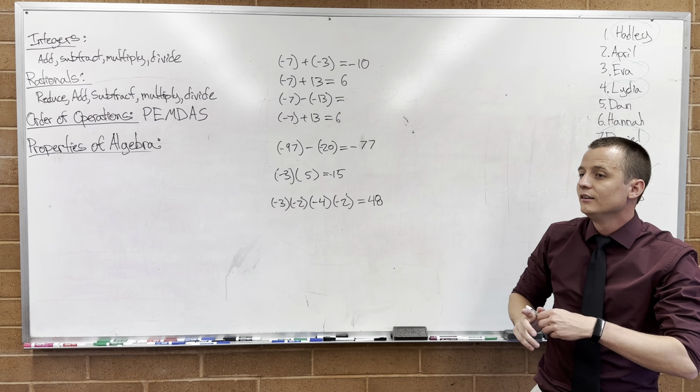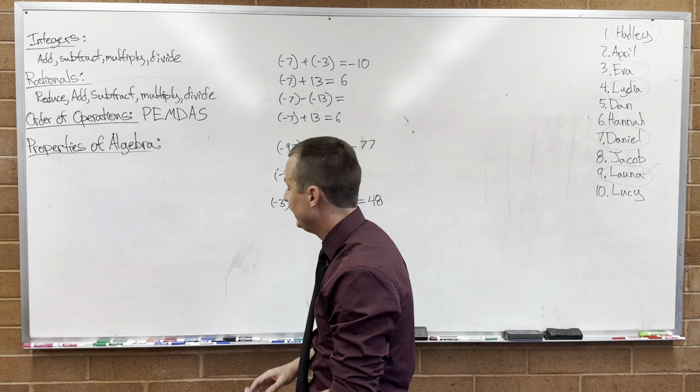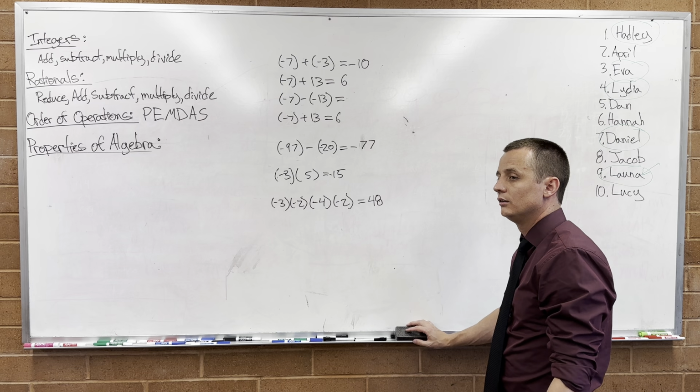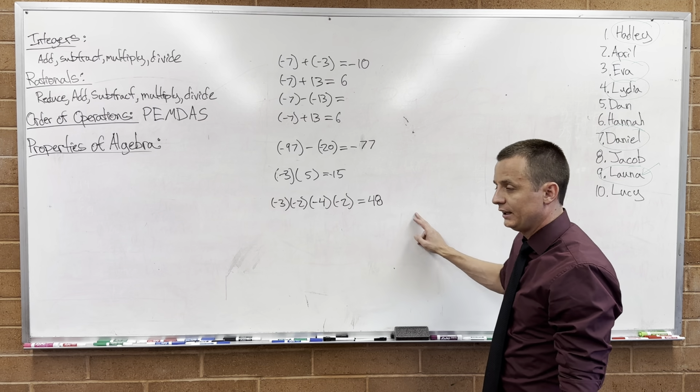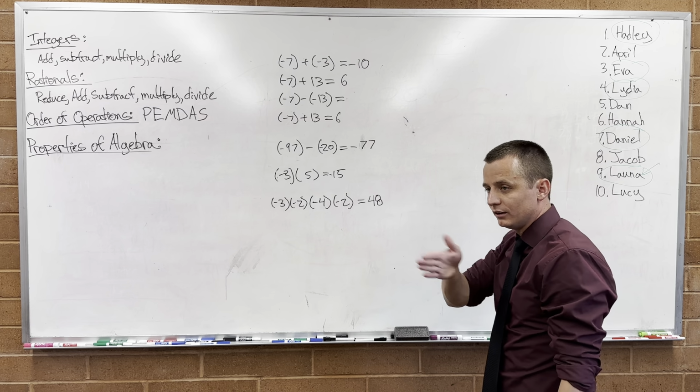48. Good? A negative times a negative is a positive. A negative times a positive is negative. If we kept multiplying by negative numbers, it would alternate between negative and positive for every term we added. That is correct.